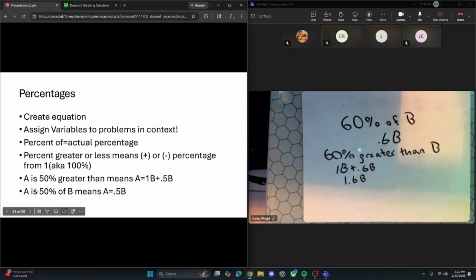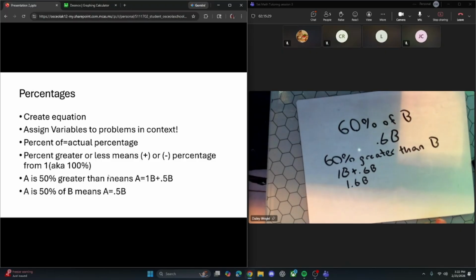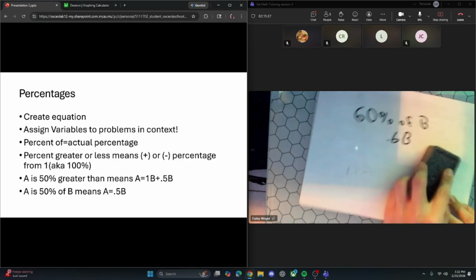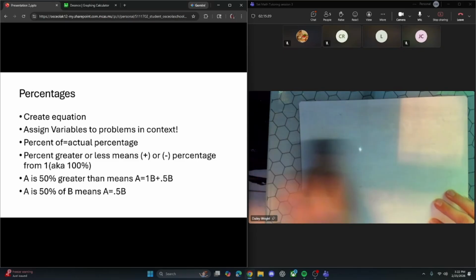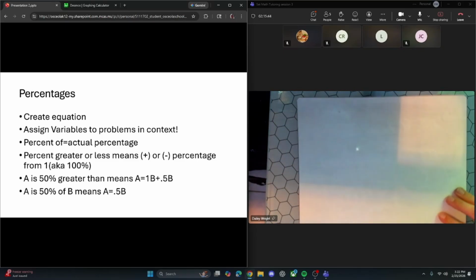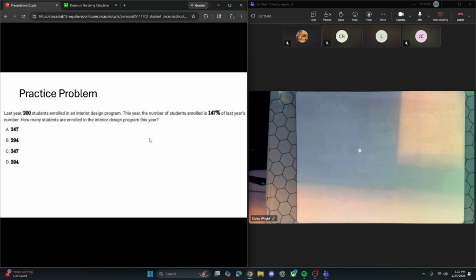And I have this shown in example for the bottom of percentages. A is 50% greater means that A is 1B plus 0.5B. A is 50% of B means A equals 0.5B. They will try to trick you up a lot on the SAT with those types of problems, so that's why I went over that specific part.